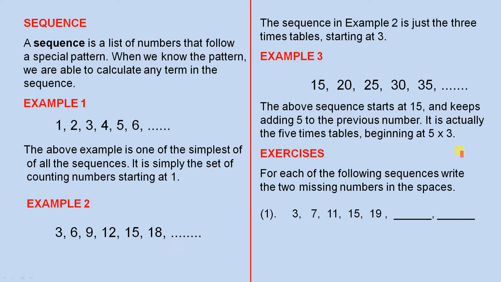Now here are some simple exercises, and we'll write the answers in the spaces. For each of the following sequences, write the 2 missing numbers in the spaces. So we have 3, 7, 11, 15, 19. Now what do you notice is happening when we go from one number to the other? It won't take you long to realise that we are going up by 4. So that one there is 23, and this one is 27. So we just keep adding 4.